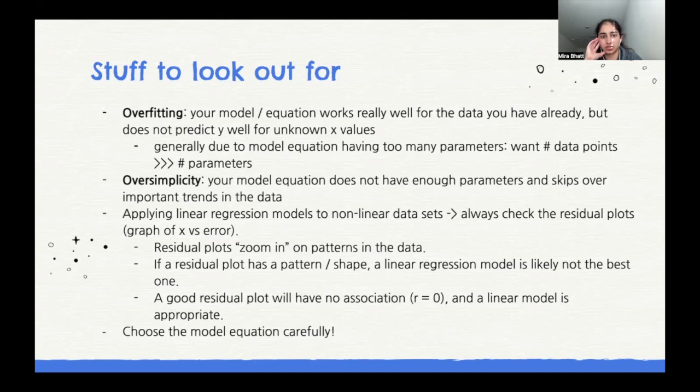So what this point says is, if your model equation has a ton of parameters, like the same as your number of data points, then that's way too many, because it won't predict well for unseen values.